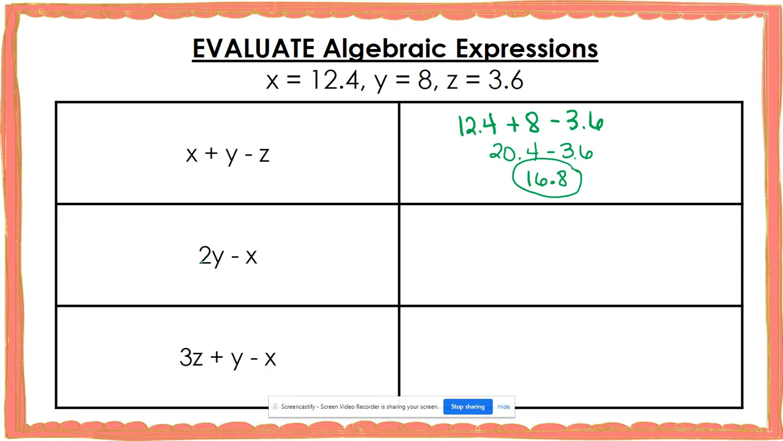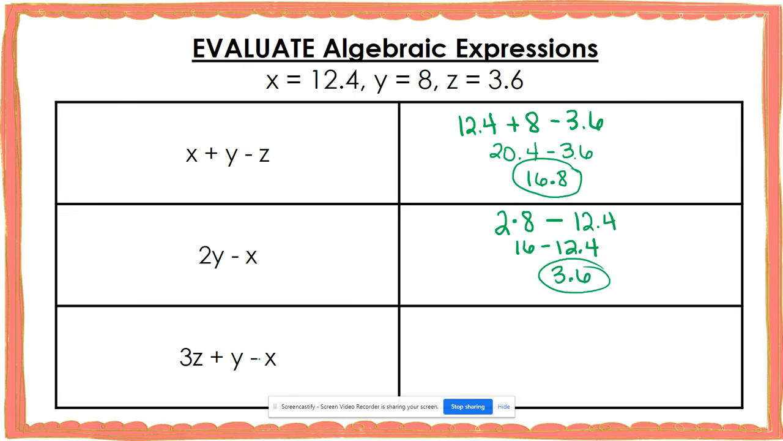Next, I have 2y minus x. 2y means 2 times y, so I'm going to do 2 times, and I know that y is 8. And then I'm going to subtract x from that, and I know that x is 12.4. The order of operations tells me I would multiply before I subtract, so I would do 2 times 8 first, which is 16. And next, I would subtract 12.4 from 16. So when I do 16 minus 12.4, I get 3.6.